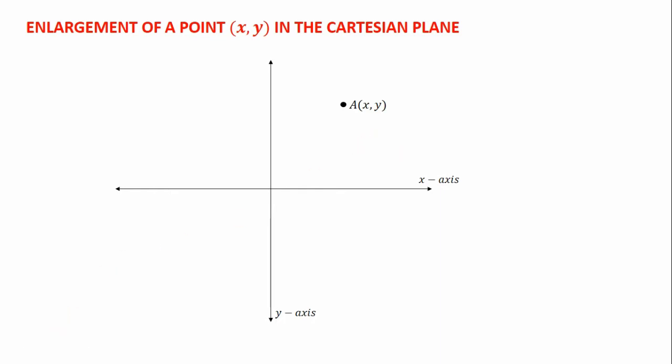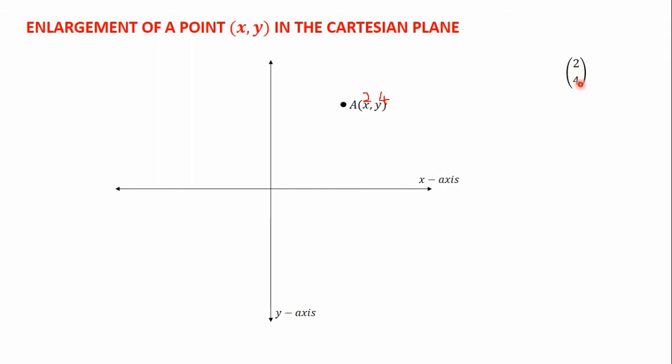Let's assume that the coordinates of point A are 2, 4. So the x coordinate of point A is 2 and the y coordinate of point A is 4. Now what I said was that we can transform point A from this position to another position by multiplying the coordinates of point A by a constant. So we have 2, 4. When we write it in the vector form, we are going to have 2, 4.